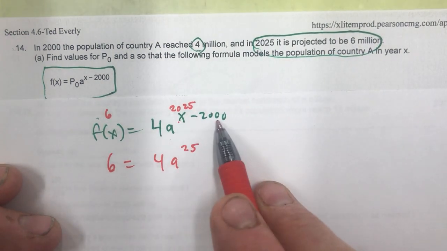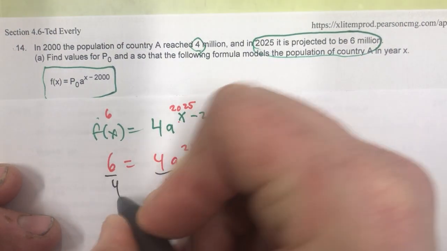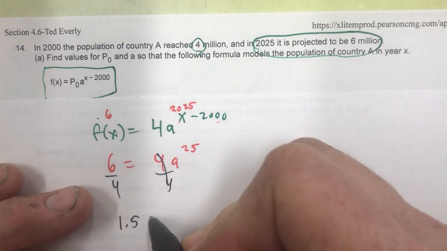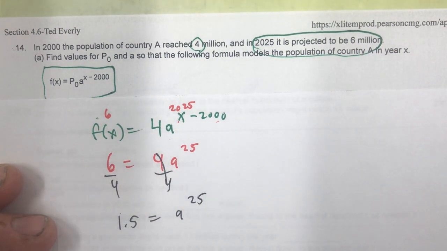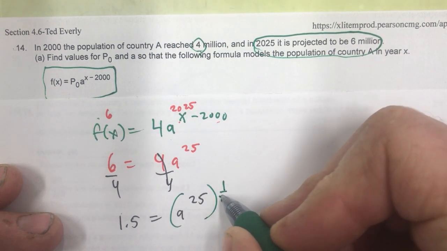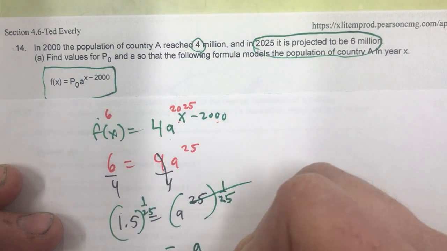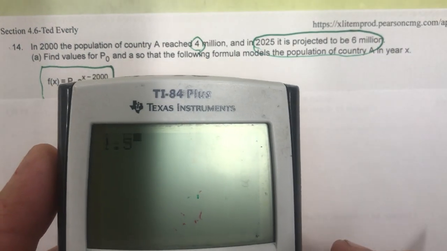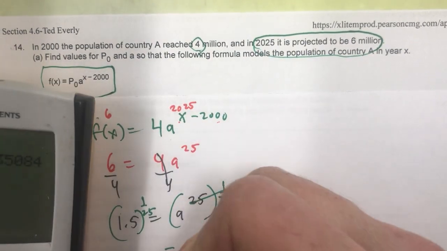Okay, 2025 minus 2000 is 25. All right, so divide by 4 on both sides. 6 divided by 4 is 1.5. That's a good decimal, so we can leave it like that. Then I'm going to do 1 over 25 power, which makes this cancel off, and A equals 1.5 to the 1 over 25 power, which is this right here.